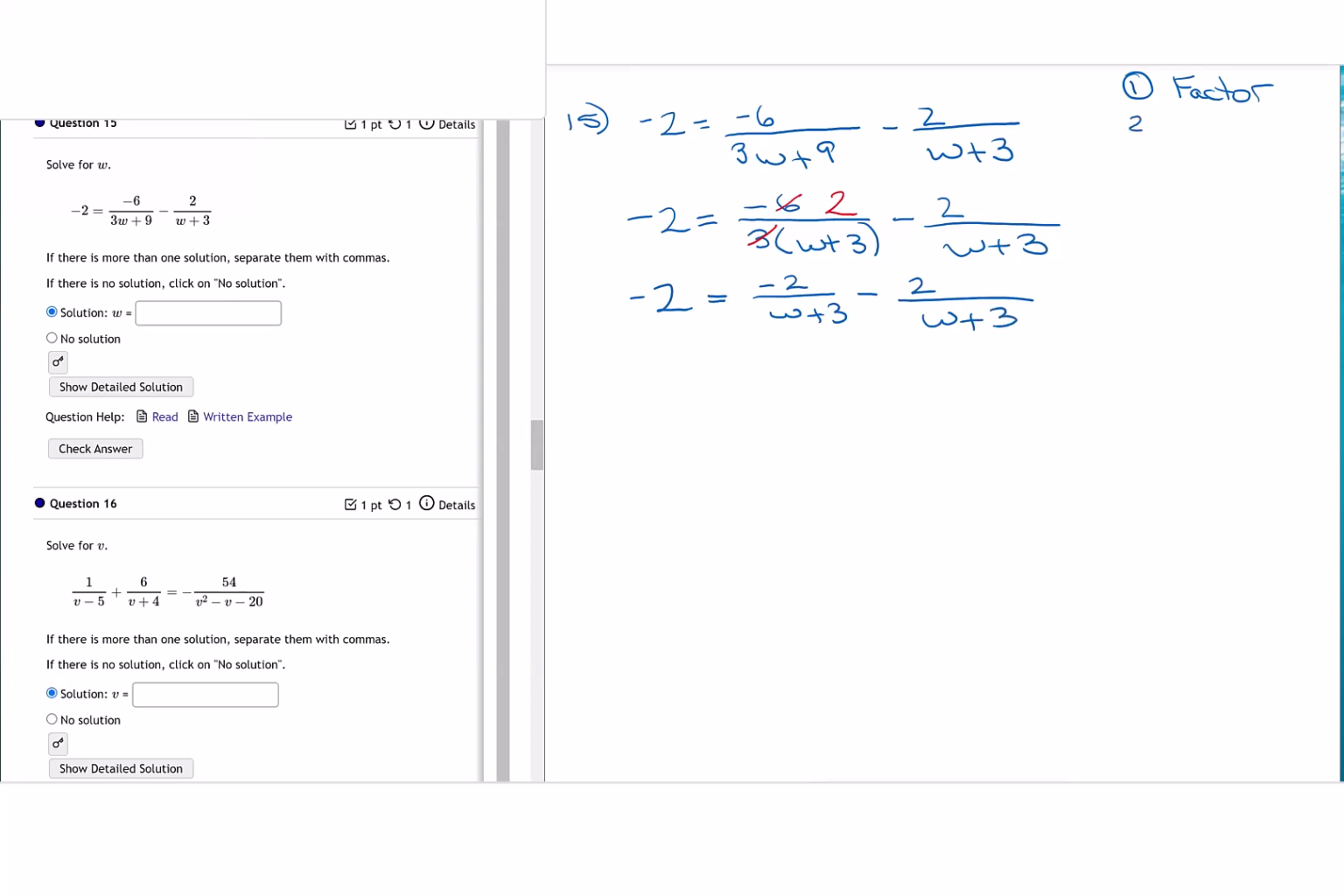Now, before I cancel any variables, I want to find my domain, and that is W cannot be equal to negative 3 because that would make a 0 in the denominator. I find my least common denominator. And my least common denominator is pretty obvious here. It's W plus 3. I can multiply both sides times W plus 3.